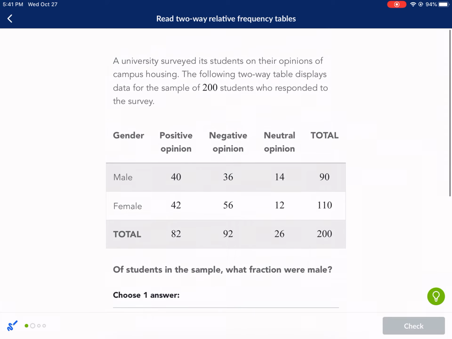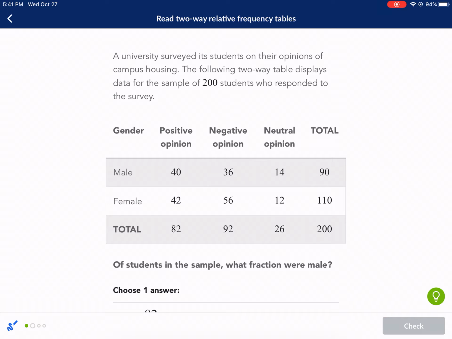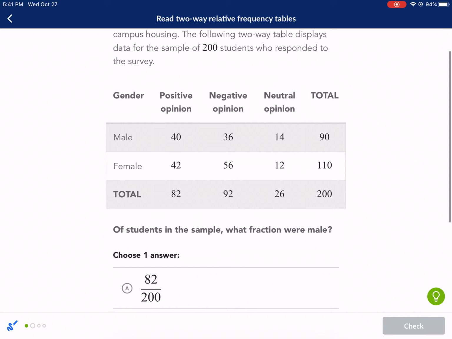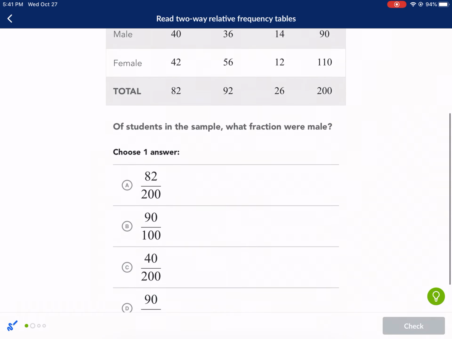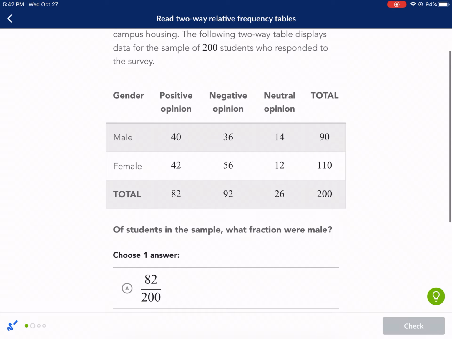Okay, here we go. A university surveyed students on their opinions of campus housing. The following two-way table displays data for the sample of 200 students who responded to the survey. Oftentimes, you're going to get this male-female. It's just a really nice way to organize data with the two-way frequency table. So we're asked, of students in the sample, what fraction were male?